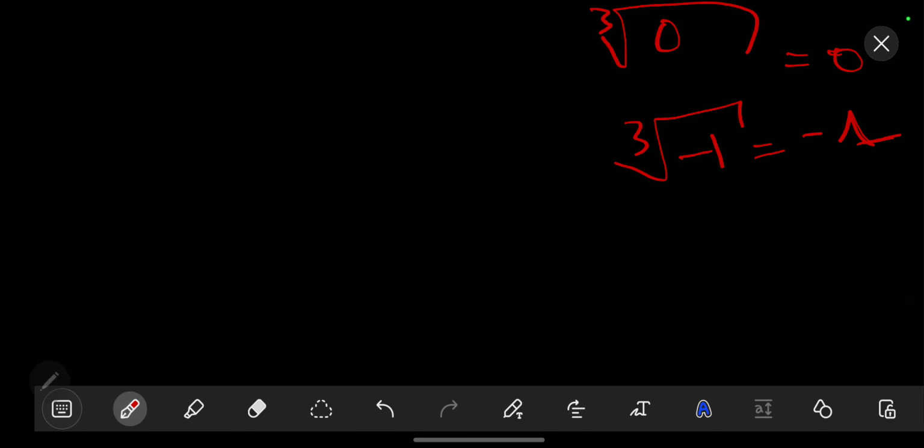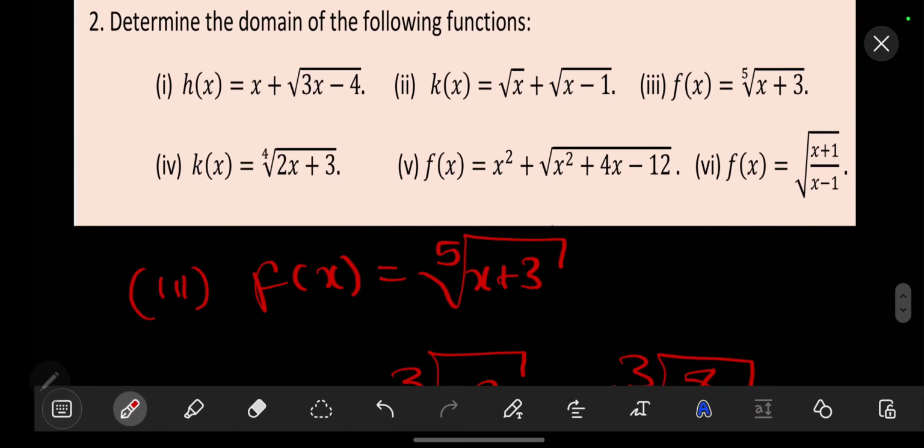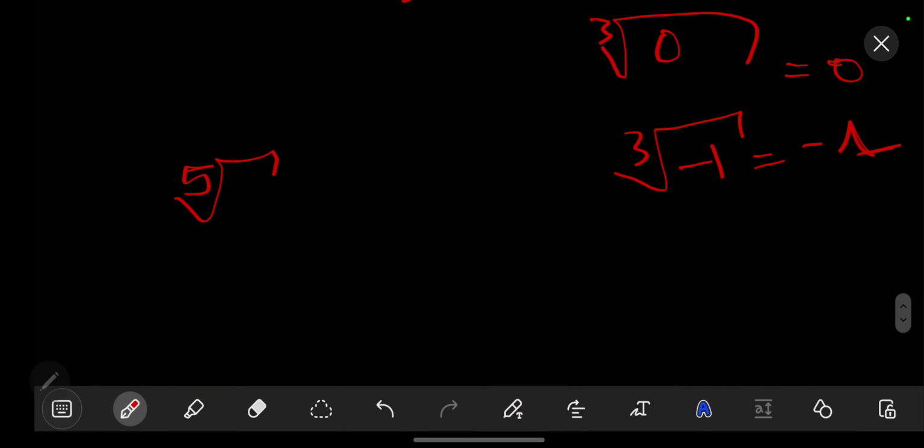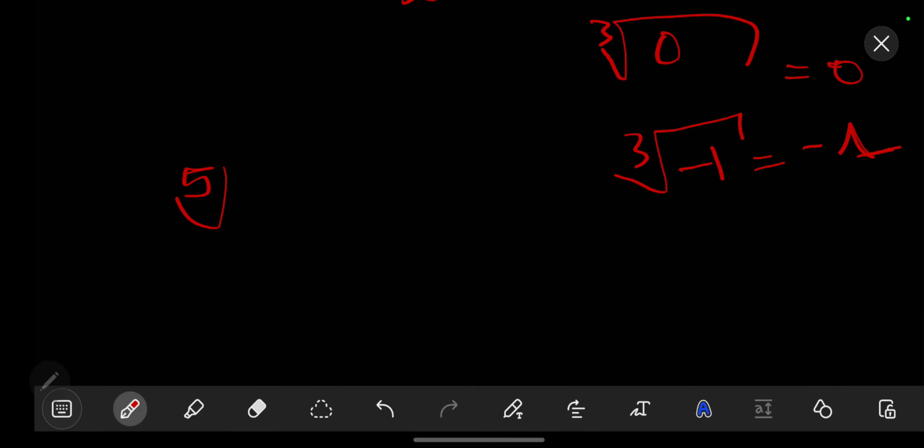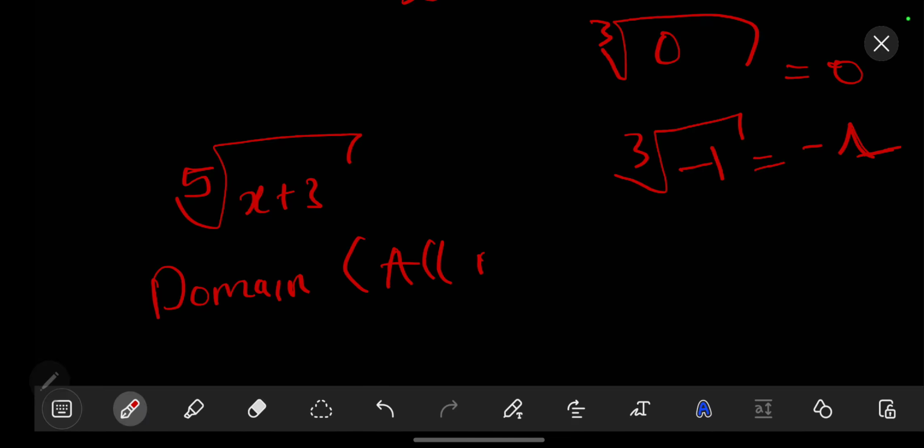We are looking at the root of an odd number. So in that case, if we have the fifth root of x plus 3, it does not matter what is inside. So for the domain of this one, we are just going to say all real numbers.